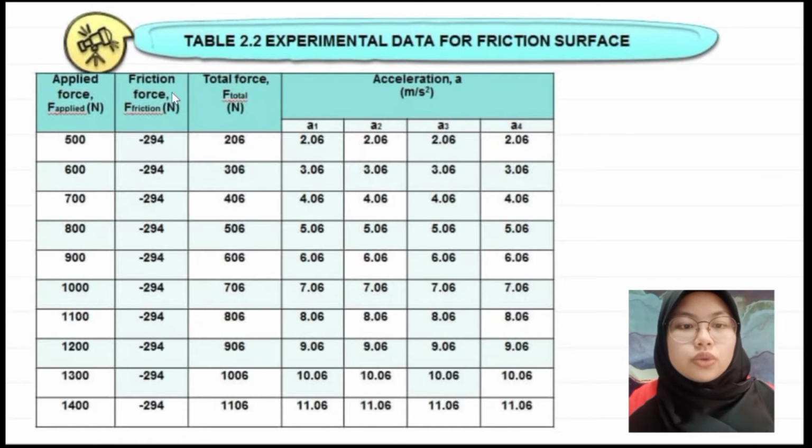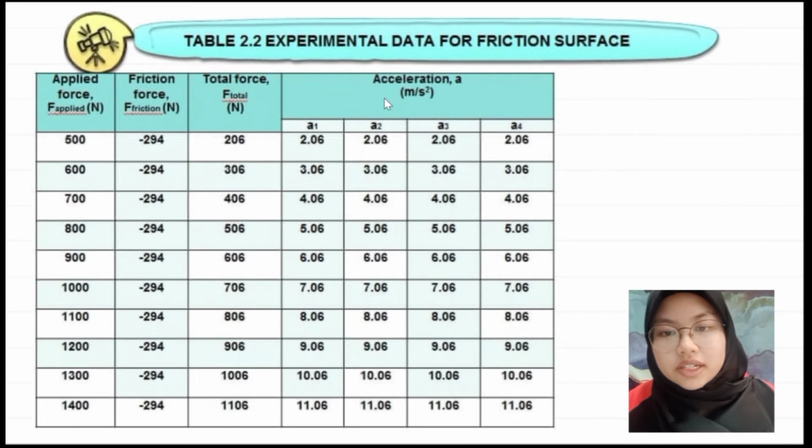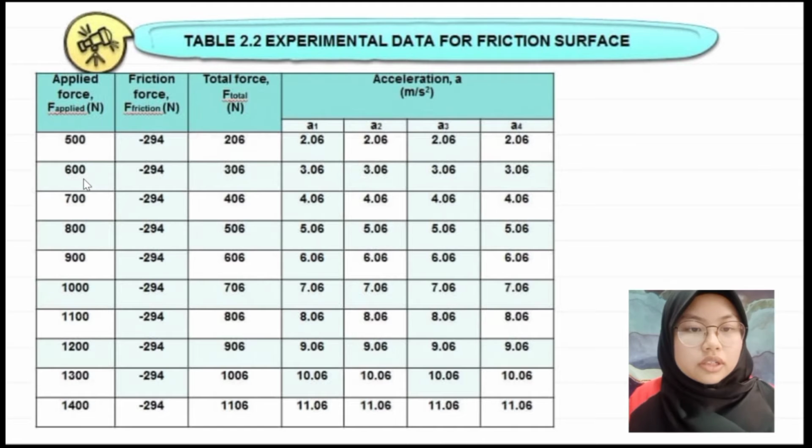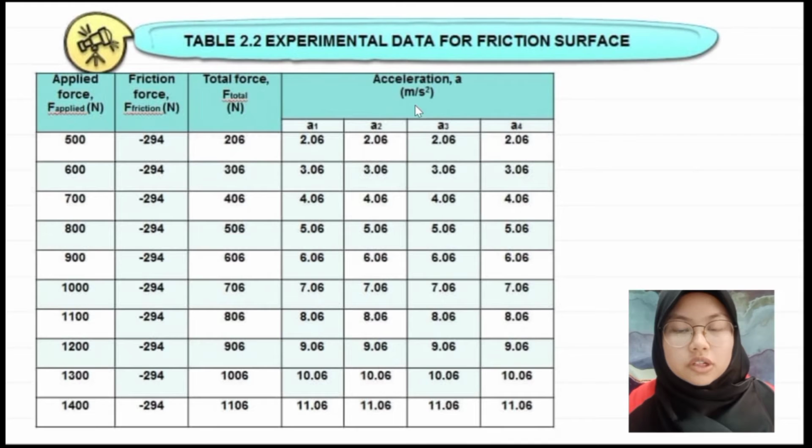Since it uses a wood surface, it has friction, so the friction force is negative 294. So the total force is 206. The acceleration is 2.06 meter per second squared. For applied force 600 minus 294 frictional force, we get 306. The total force is 306, so the acceleration will be 3.06 meter per second squared.